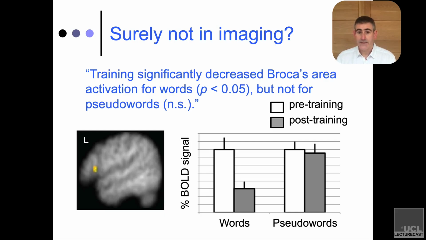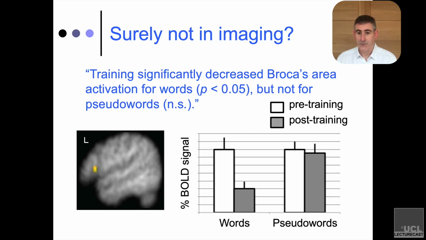And this is that sort of interaction thing, because again, we have two factors. We have words and non-words, and we also have pre and post training. So for instance, if you look at pre-training, for words and pseudowords, they're basically equal. There's the white bars there. But after training, there's a reduction in the activation for words, but not a significant reduction for pseudowords.